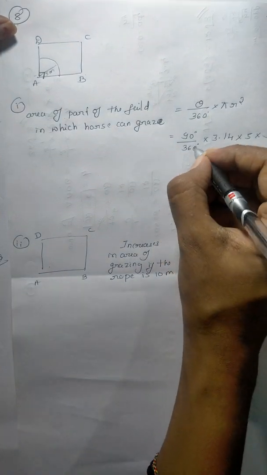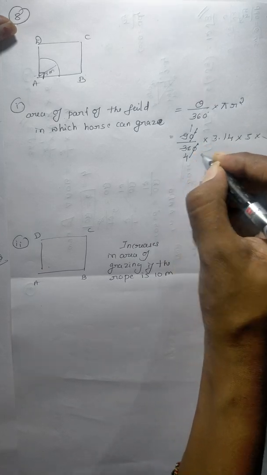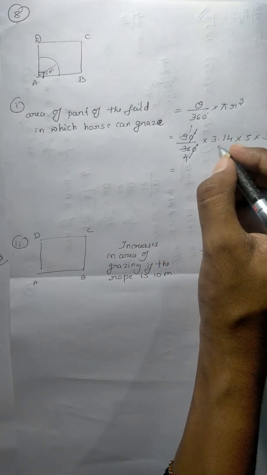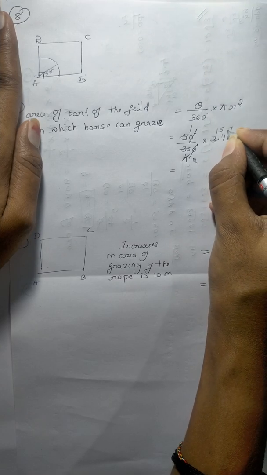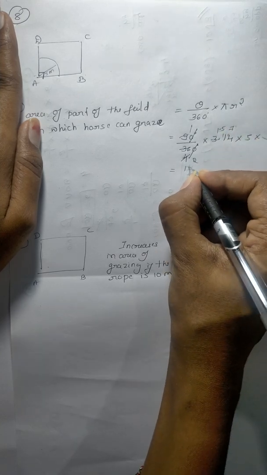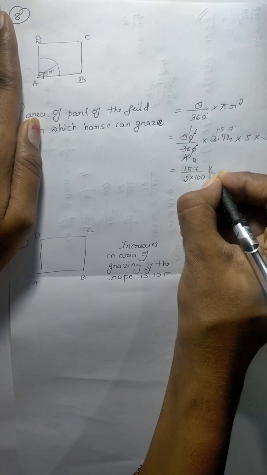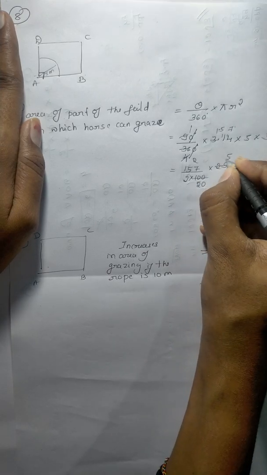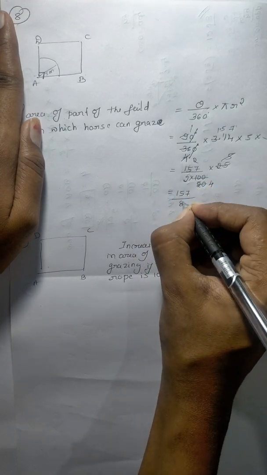Then 90 divided by 360. 3.14 is there. We can cancel: 2 2s are 2, 1 remains, 2 5s are 10, 1 remains, 7. So 1.57. Multiply this by 100 and divide by 100. So directly I will write 157 divided by 2, 2 into 100, into 5 5s are 25. So 157 divided by 4 2s are 8. Divide this and get the answer.